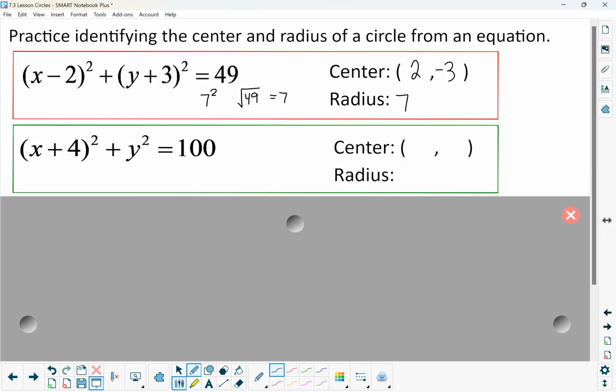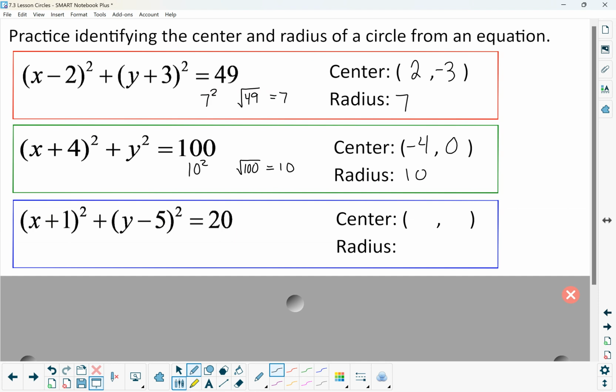Okay, next one, we've got an x plus 4 squared plus a y squared, and that is equal to 100. So the center of this one, well, we can see an x plus 4, so we know that the x coordinate of the center is -4, but the y is by itself. That's the same as having a y minus 0 or a y plus 0, so the y coordinate of the center is 0. And then the radius squared is 100. So either think about what number I square to get 100, and that's your radius, or you can use the square root button in your calculator. So this one has a radius of 10.